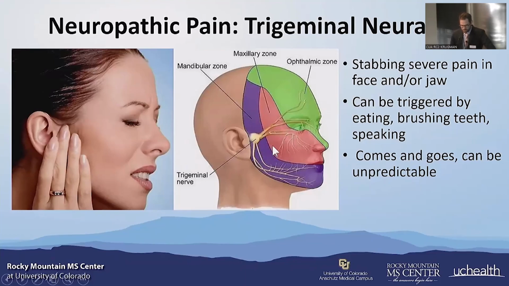Trigeminal neuralgia, which is a common symptom in MS, but we can also see it sometimes independent of MS, tends to be more of these lower branches of the trigeminal nerve, V2, V3. And it can be triggered by eating, by brushing teeth, by speaking, and characteristically, it comes and goes, it's intermittent, and it can come on unpredictably.